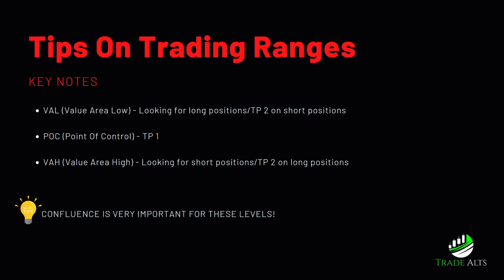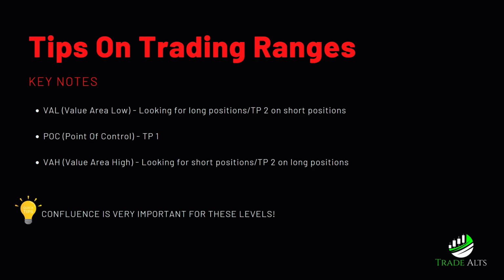The point of control, for myself when I'm trading a range, is almost always a take profit one. There are very rare instances where it's not. I can't really think of many instances where I wouldn't do that, but the majority of the time, if I'm taking a position, let's say at a long value area low, I am highly likely taking my first profit off of the range point of control, because I expect that to be pretty big resistance, right?